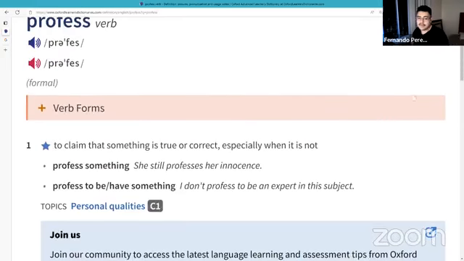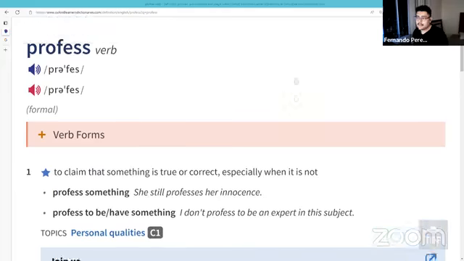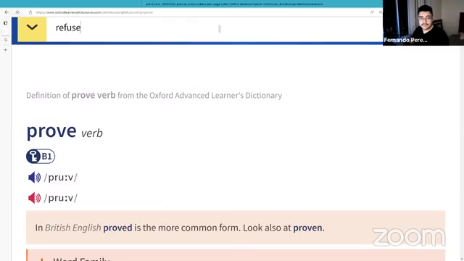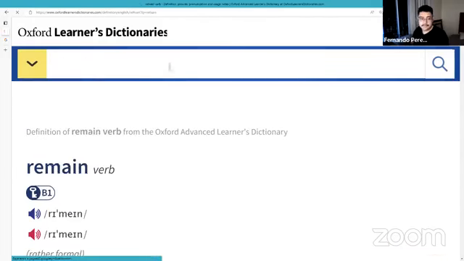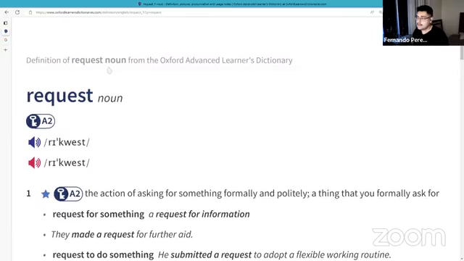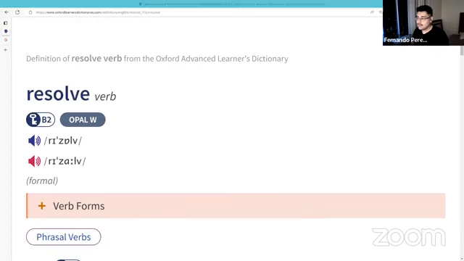Profess. Difficult. No, this is super difficult. No. Proof. B1. Refuse. Easy. Remain. B1. Request. Easy. Resolve. B2. This is important to know, guys, because if you see a verb and it's too difficult, you can avoid it for the moment, okay? Later, we are going to see that verb. But in this moment, your priority, super, super necessary, study B1 and B2 vocabulary.